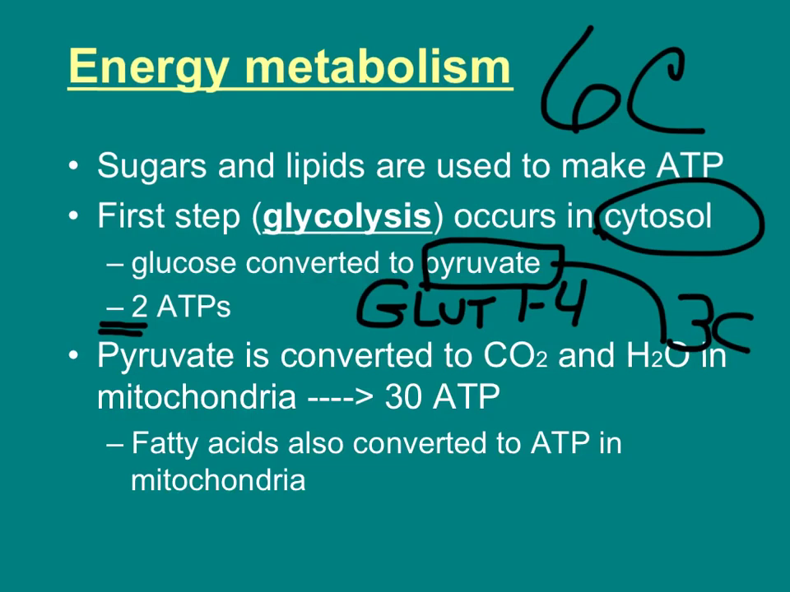Okay. So I'd like to walk through a little bit of this process, and I'll let you know what we need to know at each step so that we're all on the same page. All right. One thing I do want to point out on this slide, this is a lot of words, I hate words, okay? Fatty acids, right, so fats, can get converted into ATP as well. And that process also occurs in the mitochondria.